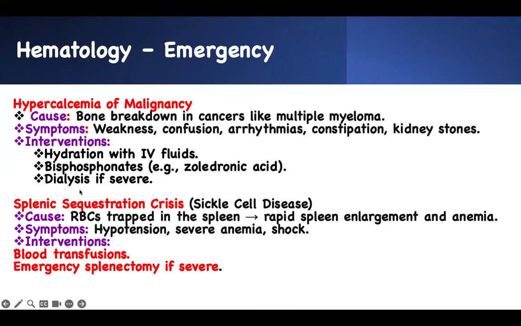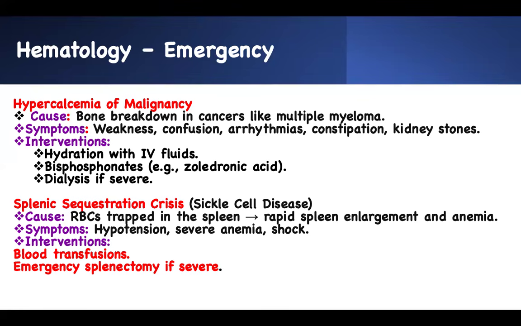This you have to know, splenic sequestration crisis is very, very key. Sickle cell patient, right? Their spleen is supposed to be small. The spleen gets infarcted from blood clots, right? So their spleen is small. If the spleen is big, that means the spleen is trapping a lot of blood cells and they get enlarged and they have pain. So any sickle cell patient with left upper quadrant pain is a priority.